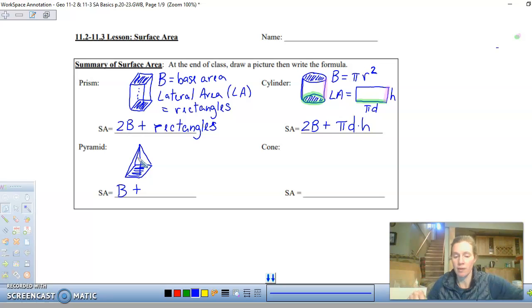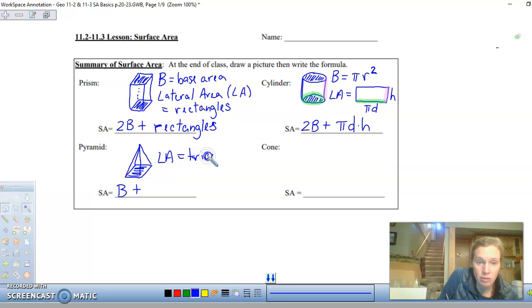Okay, so for a general formula, the lateral area here is going to be triangles instead of rectangles from the prism. So you have one base and then all of the triangles. And the number of triangles, again, depends on what polygon base you have.